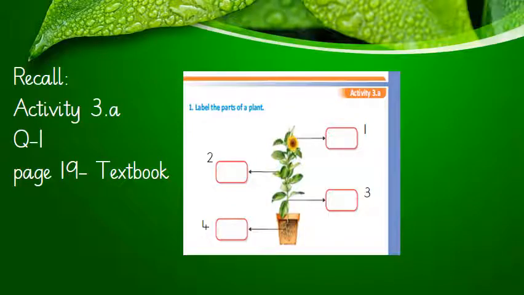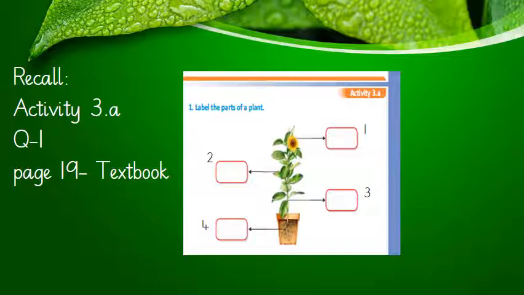Alright children, let's start a lesson by recalling the main parts of a plant. The given question is, label the parts of a plant. This question is given on page number 19 of Science textbook, and you need to complete it in textbook. Just complete it and match your answers later on. Let's come up with the answers.